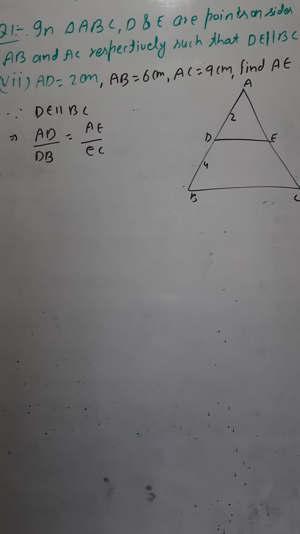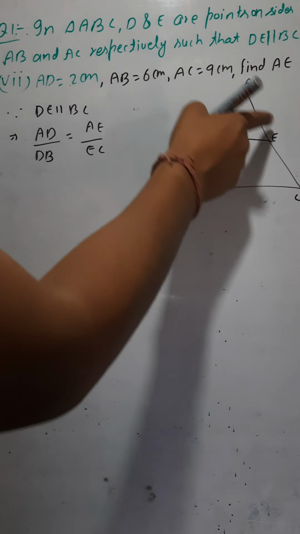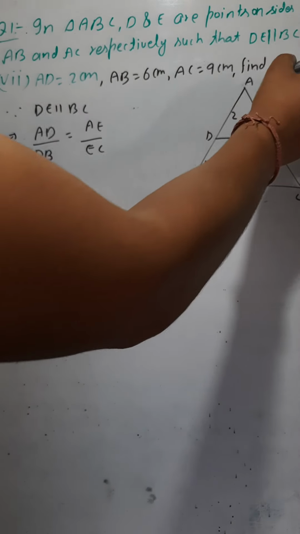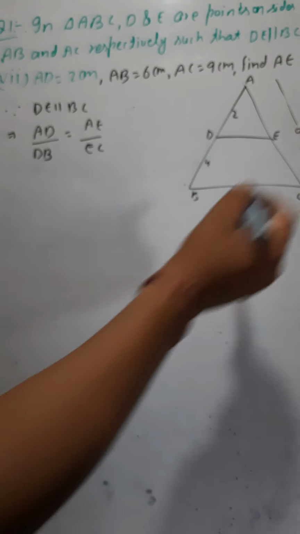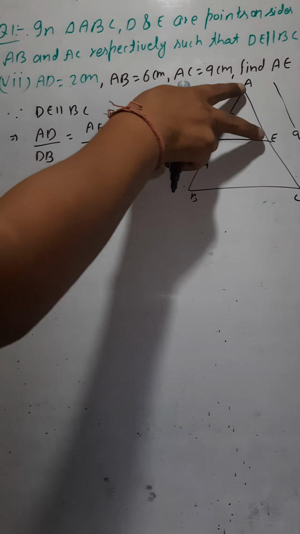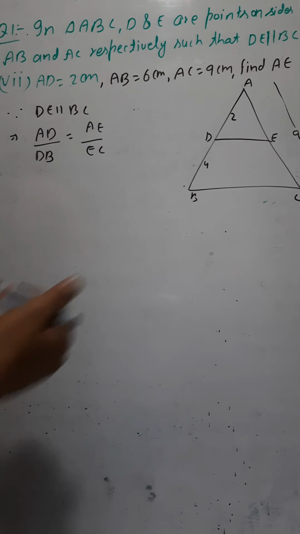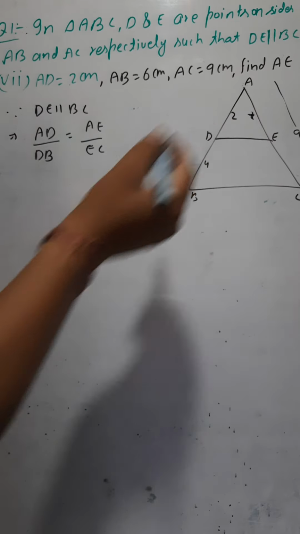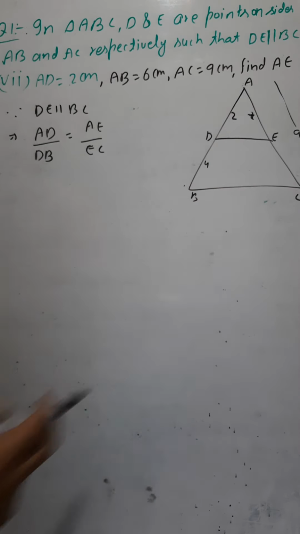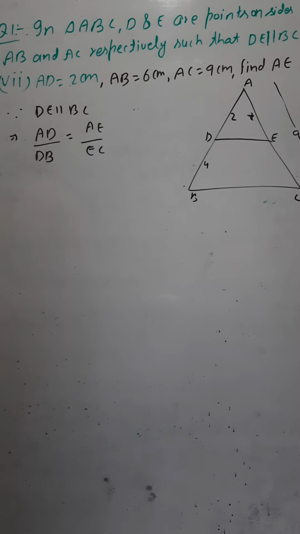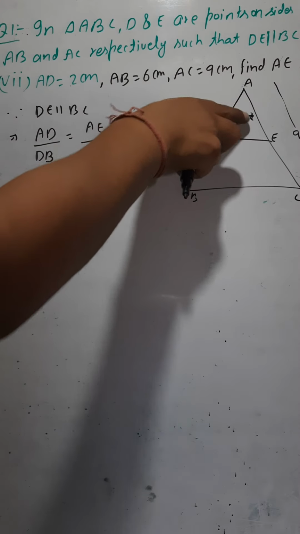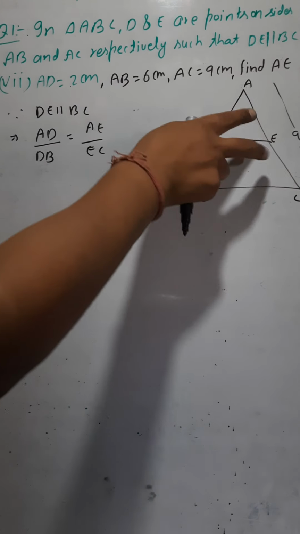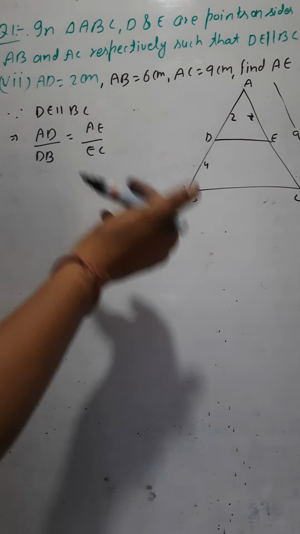Yes or not? Okay. Then AC, this complete length, has been given to you as 9, meaning from here to here. This complete is 9. So you have to find out AE. How will you find it? Let's say AE is X. So can you tell me what would be EC? If this complete is 9, EC would be 9 minus X. Yes or not?